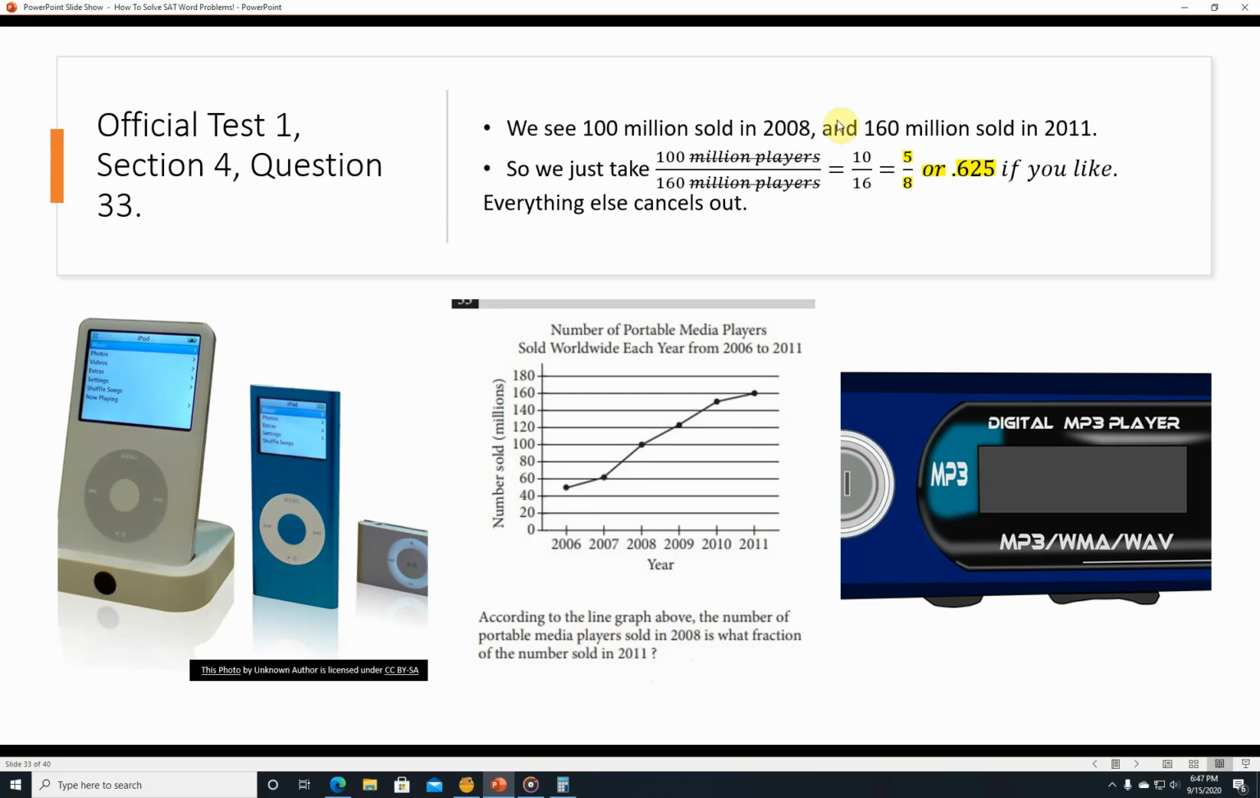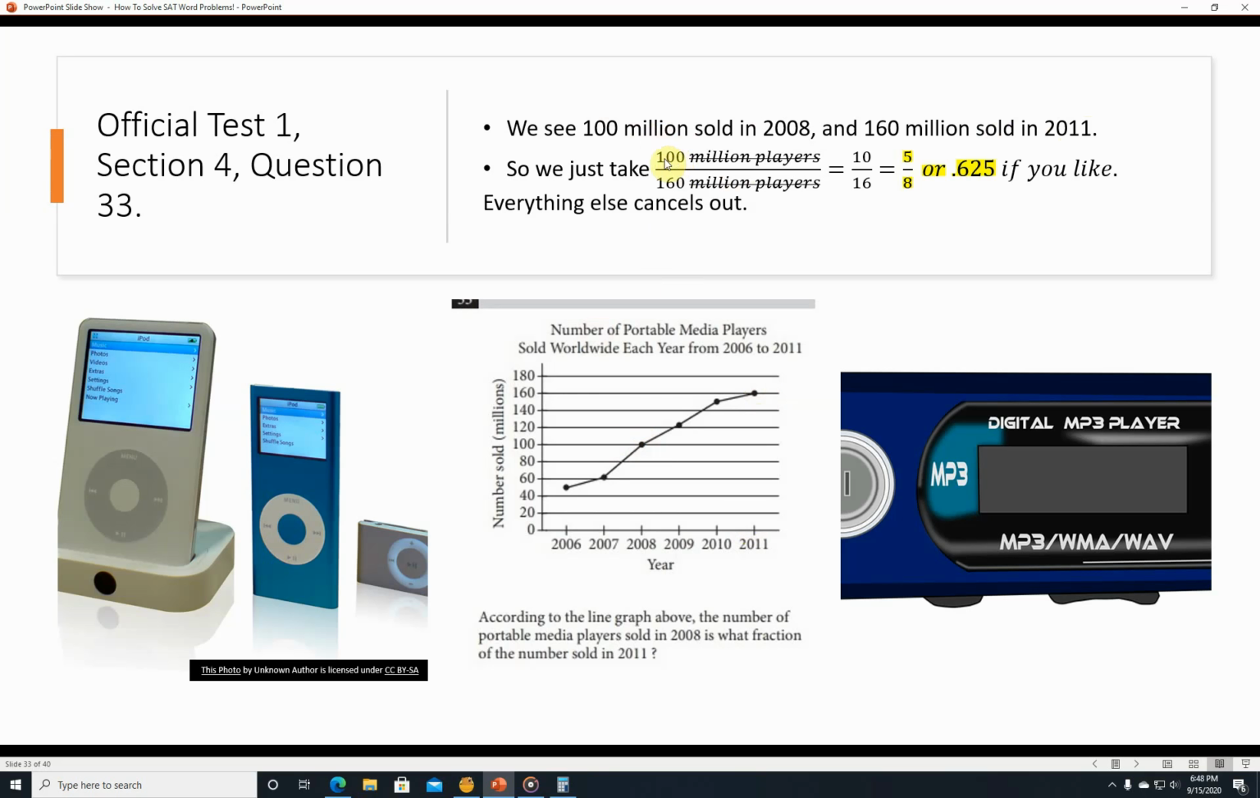So we see 100 million sold in... they want 2008. My mistake. So, okay, 100 million sold in 2008 and 160 sold in 2011. Make sure you get the values right or you will definitely not get the problem right. So, we see 100 million sold in 2008, 160 million sold in 2011.